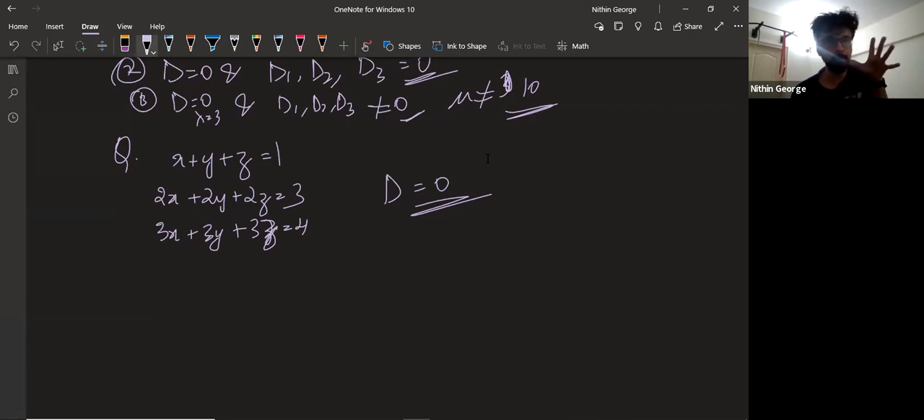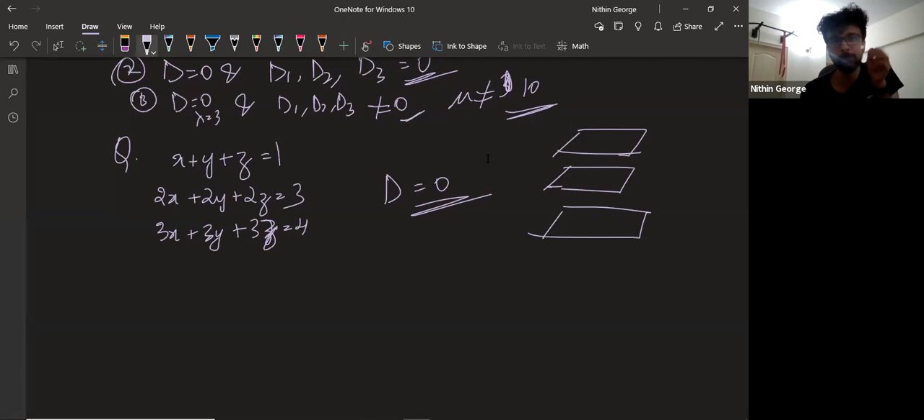Okay, so in your mind, you should be able to see three parallel planes, right? x plus y plus z equal to 1. The second one is x plus y plus z equal to 3 by 2. The other is x plus y plus z equal to 4 by 3. So you can say that D1, D2, D3 are not equal to 0. What case are we looking at?